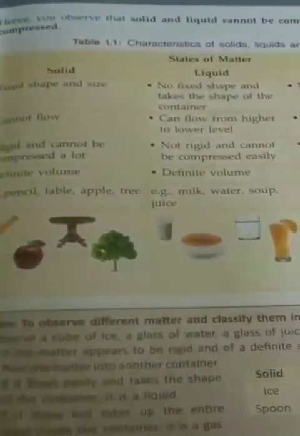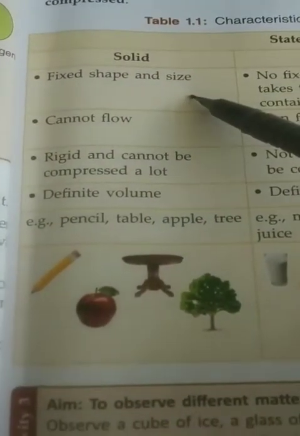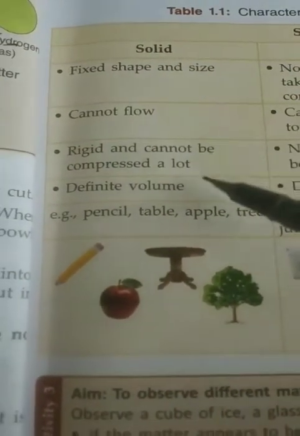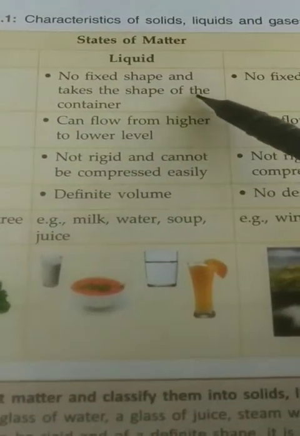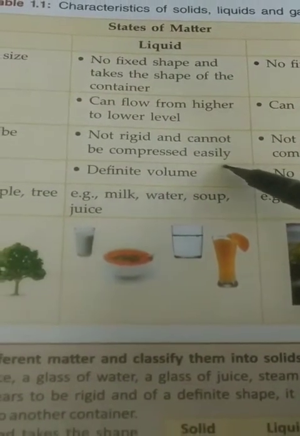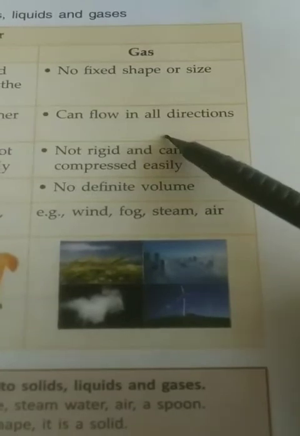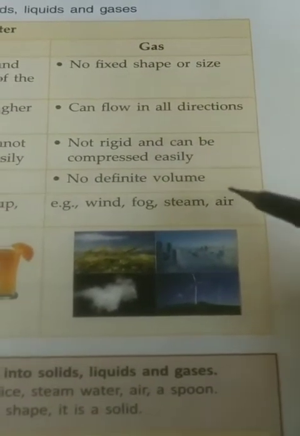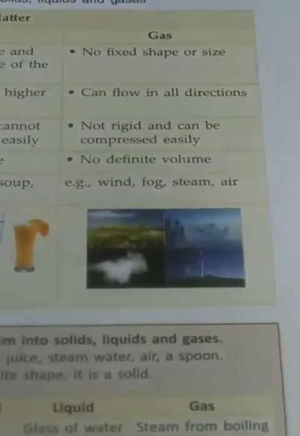Now, the characteristics they have given in the table. For solids: fixed shape and size, cannot flow, rigid, cannot be compressed, definite volume, and examples. Liquid: no fixed shape, takes the shape of the container, can flow from higher to lower level, not rigid, cannot be compressed easily, definite volume; milk, water, soup, juice. Gas: no fixed shape or size, can flow in all directions, not rigid, can be compressed easily, no definite volume; wind, steam, air. These are the differences they have given in this table.